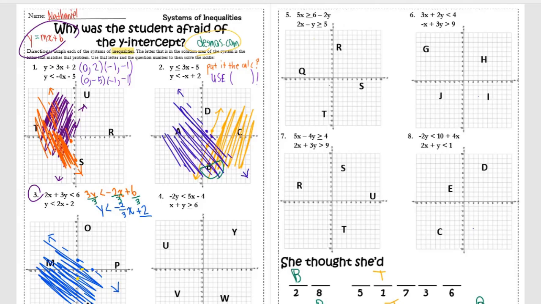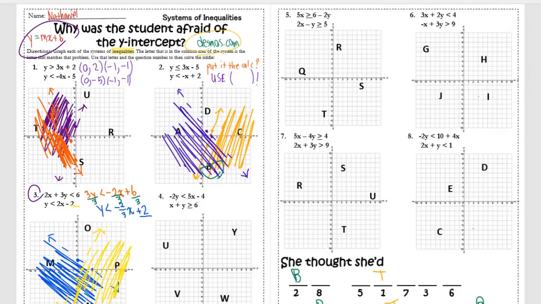Don't be worried if you have different points than I do. I just found 2 points that didn't have decimals in them. So since it's y is less than, we're going to have a dashed line. And we want y values that are less than -2. So less than will be like -3, -4, -10. So we want to go in this direction.